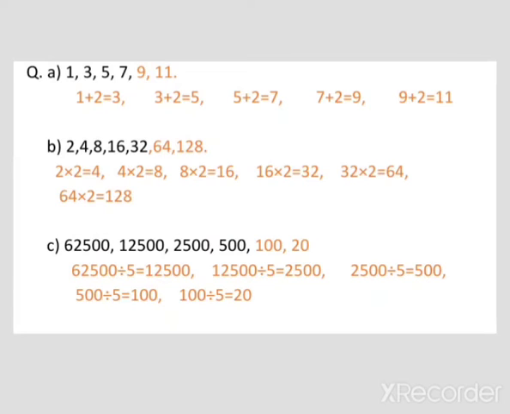In B part, 2, 4, 8, 16, 32 and dash and dash. So how will you complete this series? Firstly, try to find what the pattern in the numbers is, given numbers 2 and 4, 4 and 8. So there is a multiplication by 2 with every number. 2 multiplied by 2 gives 4, 4 multiplied by 2 gives 8, 8 multiplied by 2 gives 16, 16 multiplied by 2 gives 32 and 32 multiplied by 2 gives 64. So it is 64.